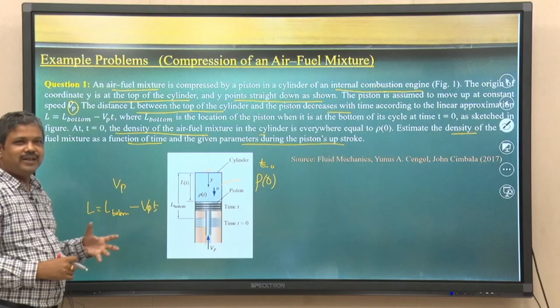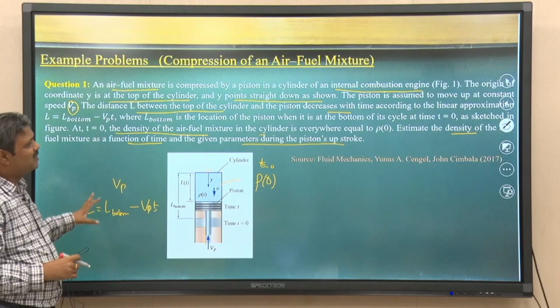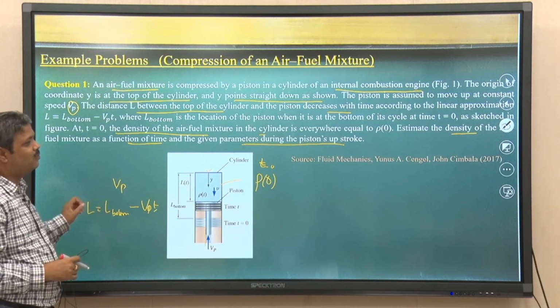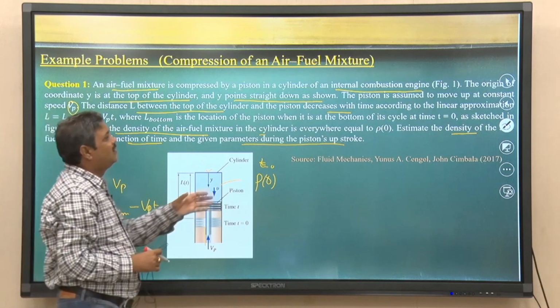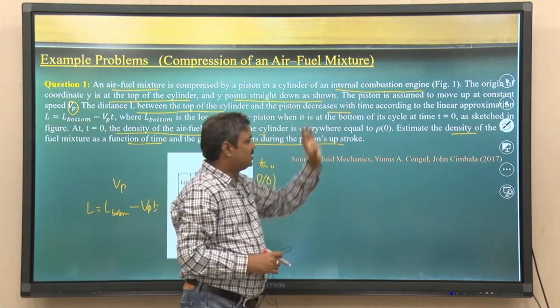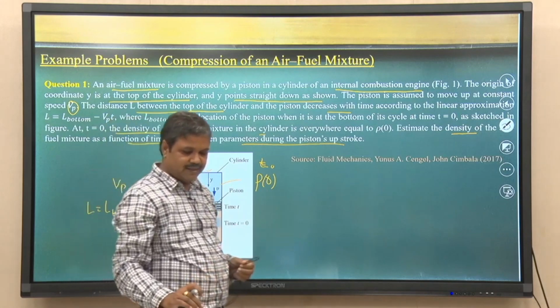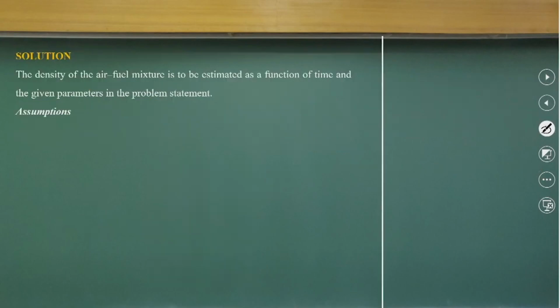So, if you look at these problems, they look very complex, but it is a simple problem using mass conservation. We are looking at internal combustion engines, which is a quite interesting problem which is there in the SwayamPrabha book. Now, what are the assumptions you have to make, that is what you have to try to understand.